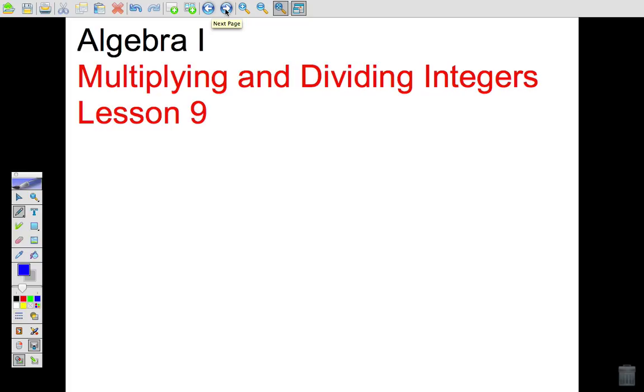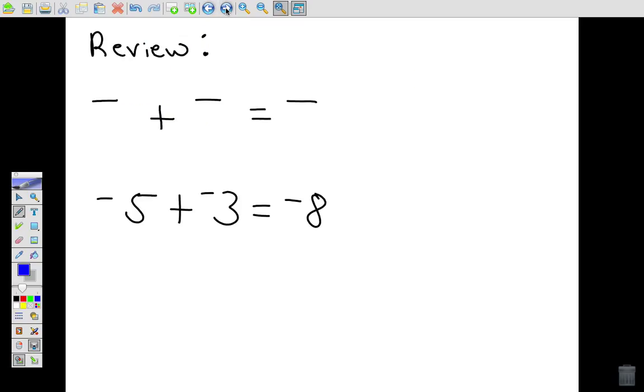Right, the first topic in Lesson 9 and your only topic in Lesson 9 for Algebra 1 is multiplying and dividing integers. Now, we've already talked about adding and subtracting integers, and let's review that. We already know that a negative plus a negative is always negative. So, for example, a negative 5 plus a negative 3 is a negative 8.